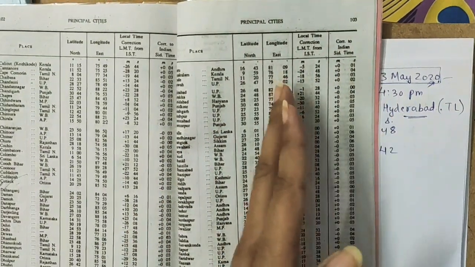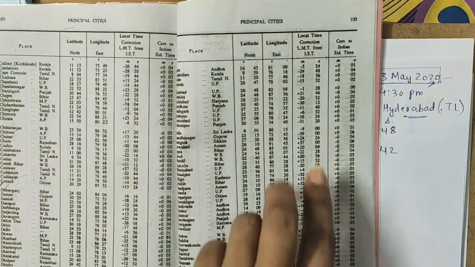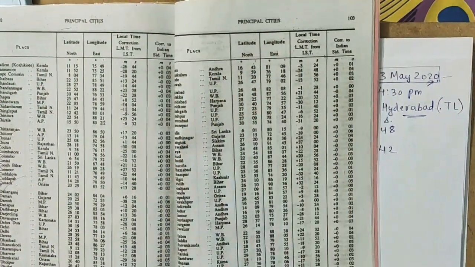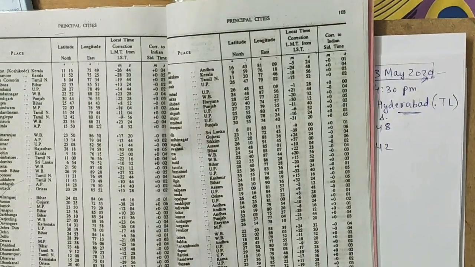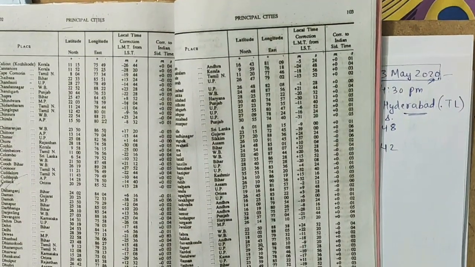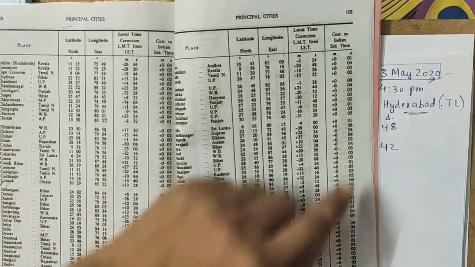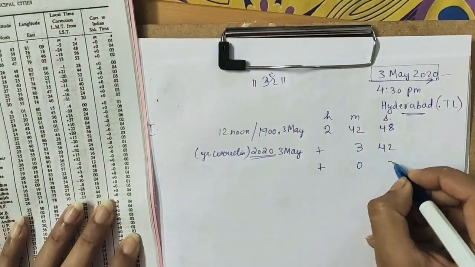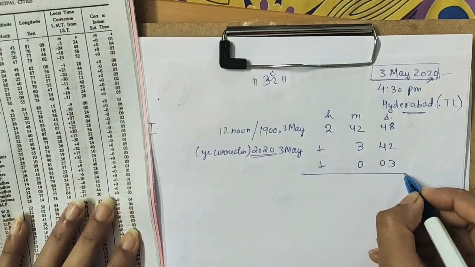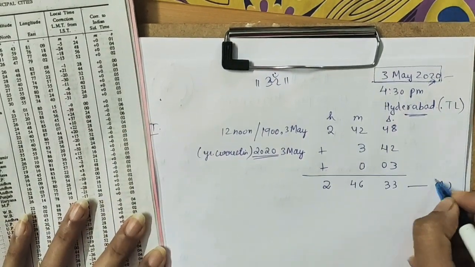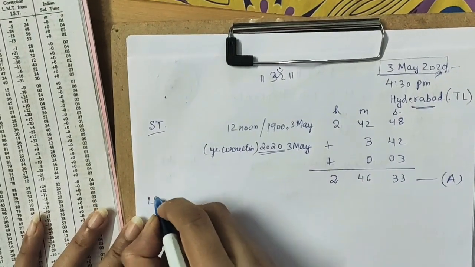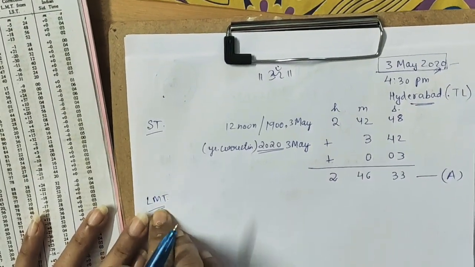The one column before that is the LMT correction, and the two columns before that are the latitude and longitude of the place. So we find the Hyderabad sidereal time correction is plus 0 minutes and 3 seconds. Right? So plus 0 minutes and 3 seconds. We'll sum this up. This will be the value A, right? Which is the corrected sidereal time. Similarly, we will find the corrected local mean time.